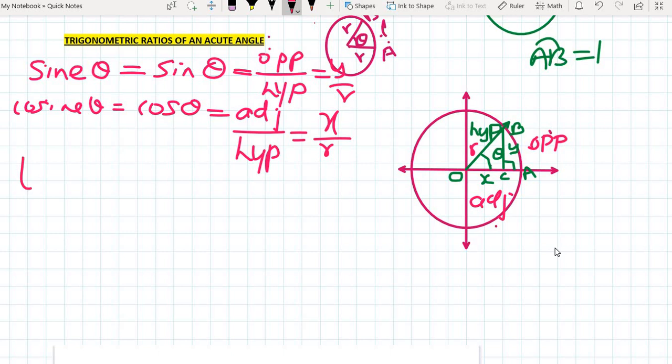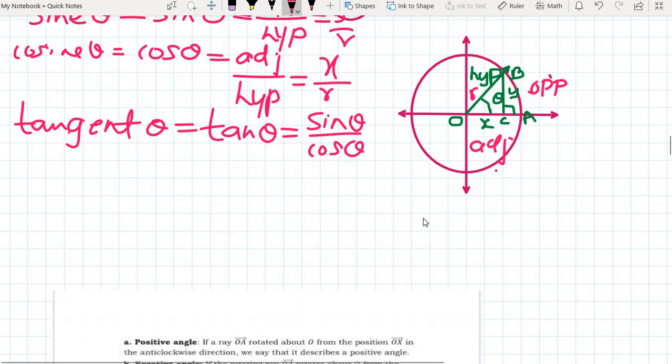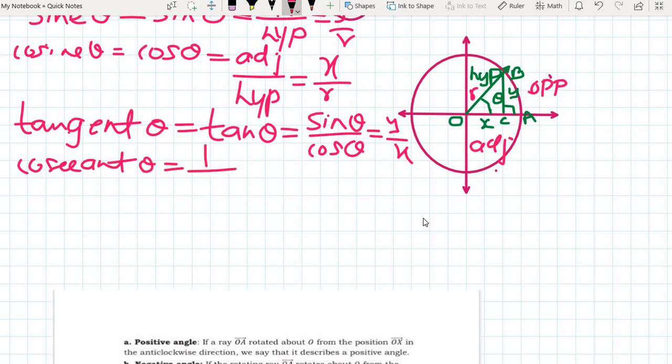Now consider tangent theta. This is written like this, tan theta. This is actually sine theta by cos theta. But sine theta is y by r, cos theta is x by r. So this is equal to y by x. Consider cosecant theta. We know that this is the reciprocal of sine theta. So this is 1 by sine theta.